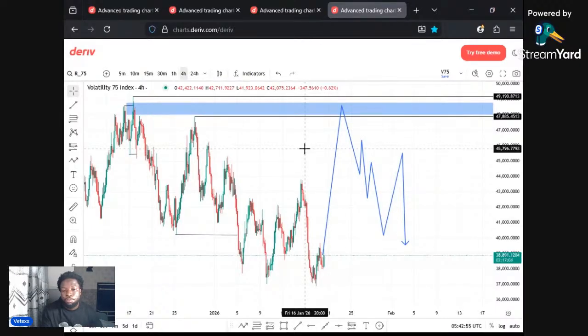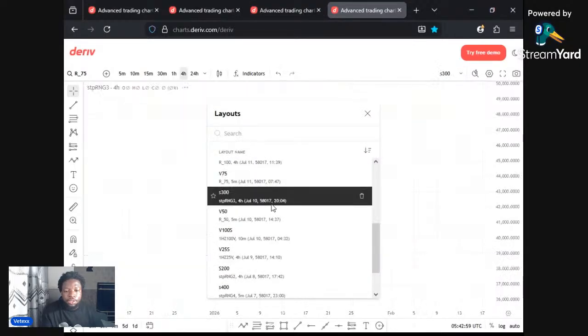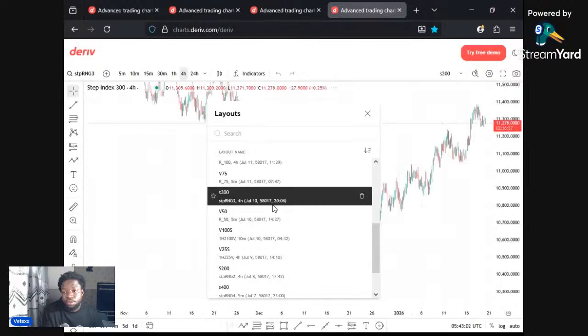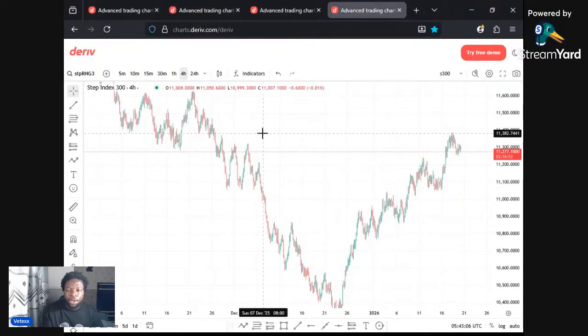That is why it's always good to apply proper risk management at all times. So the next pair we are going to be checking is step 300 index. Let's check if there's something on step 300 index. Okay, on step 300 index today, what do we have?